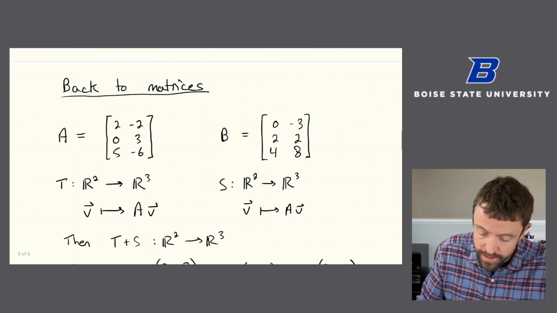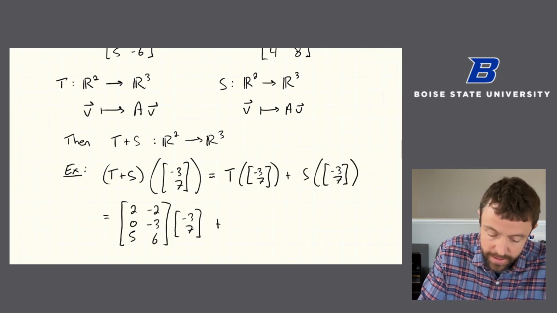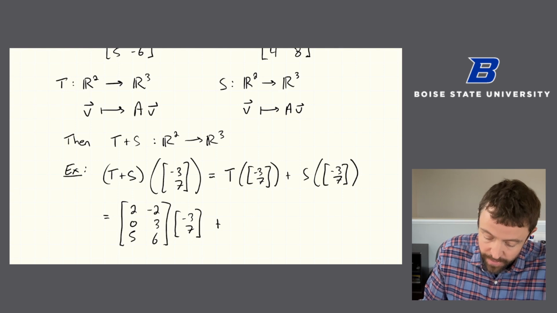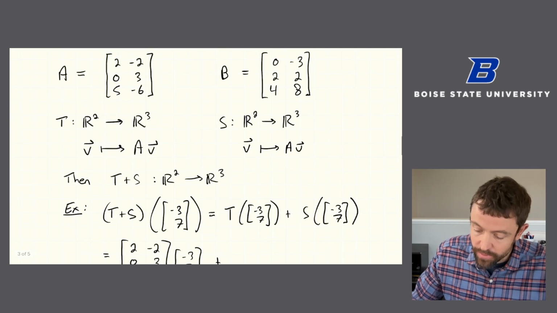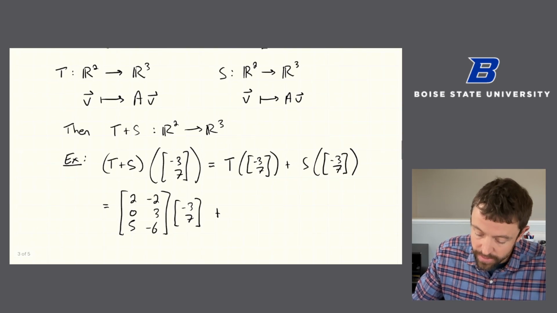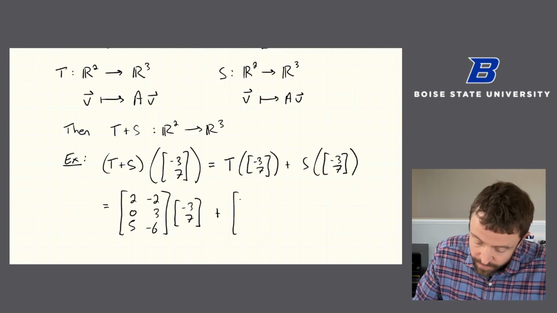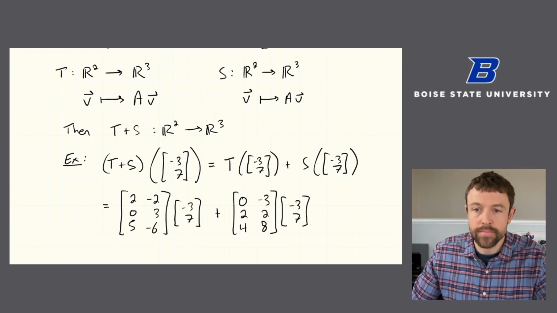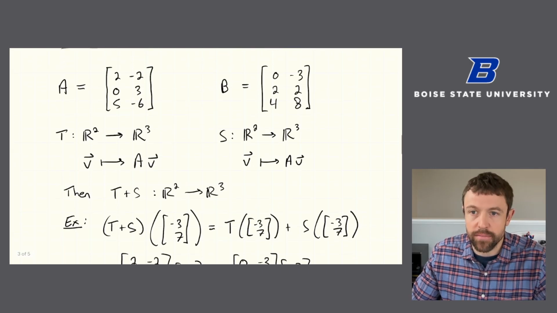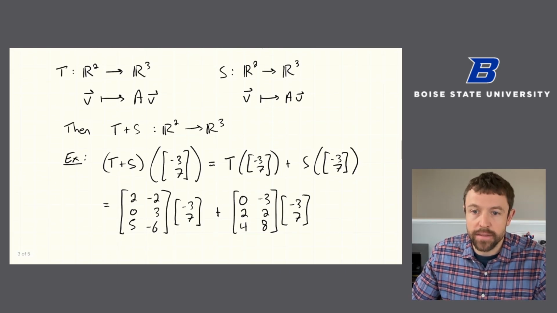So this is what this is, and positive 3 and minus 6. I gave myself not quite enough space to see what my matrices were. Now we have 0, 2, 4, minus 3, 2, 8. So that's what this is, right? I've applied the definitions of T and S, their multiplication by these matrices.